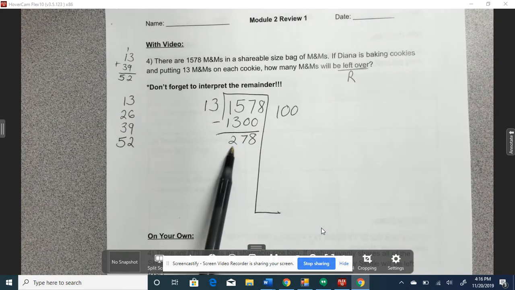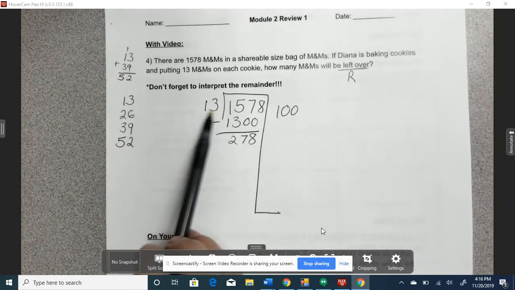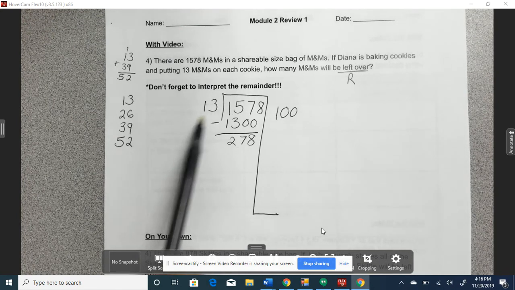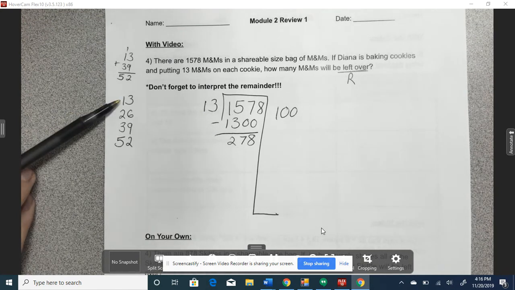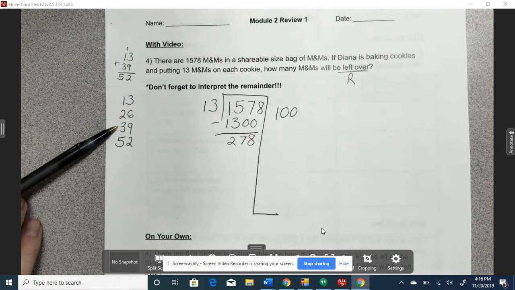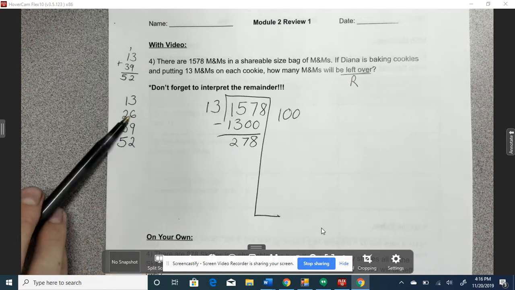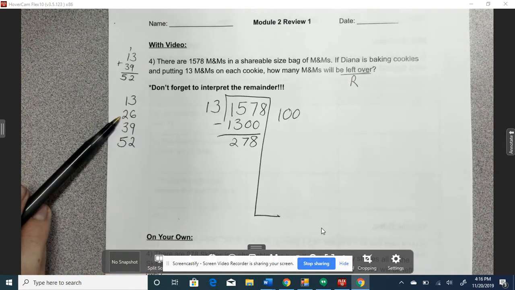So let's see now. 200 split into 13 groups. 200 blocks can't fit into 13 groups. Let me look at my tens. I have 27 tens. I can split 27 tens into 13 groups. I'm going to look at my multiples again. 26 is my closest to 27 without going over. 26 is my second multiple.